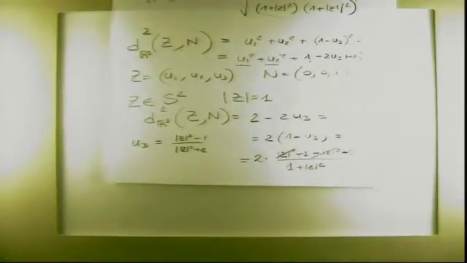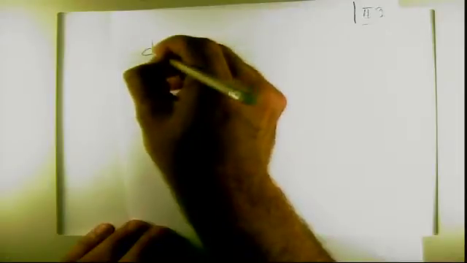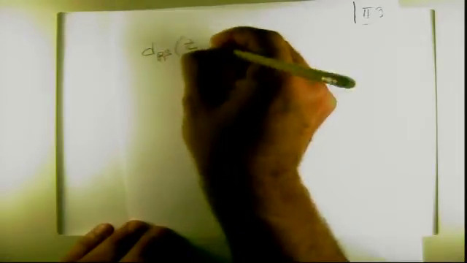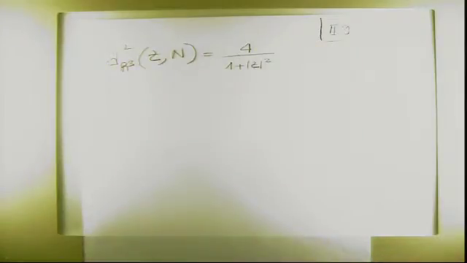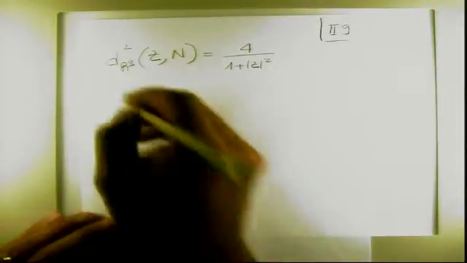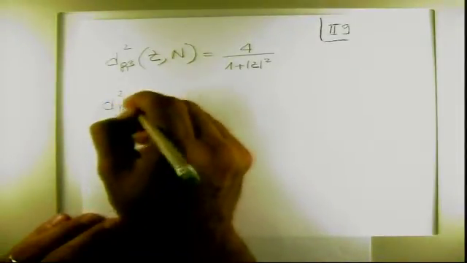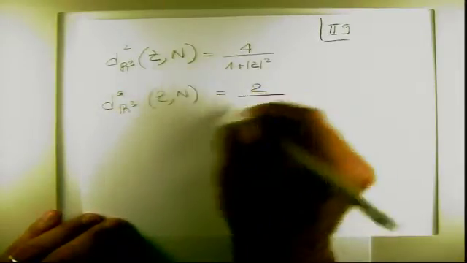Sorry, I'm running out of paper. This is the expression for the distance in the case of the pair z, N. The square of the distance is 4 over 1 plus modulus z squared. And the distance, therefore, is 2 over the square root of 1 plus modulus z squared.